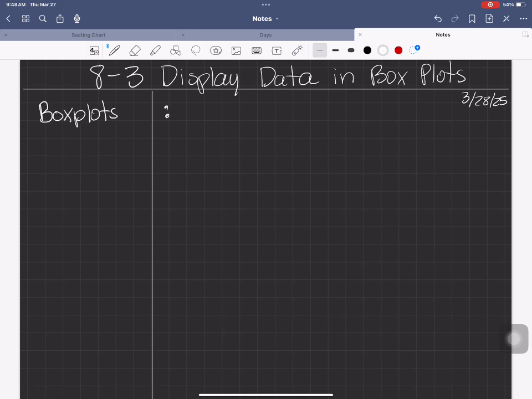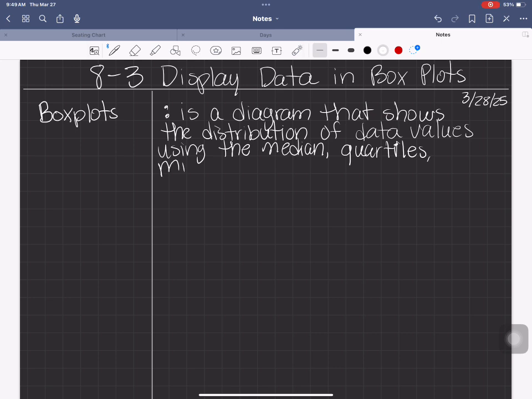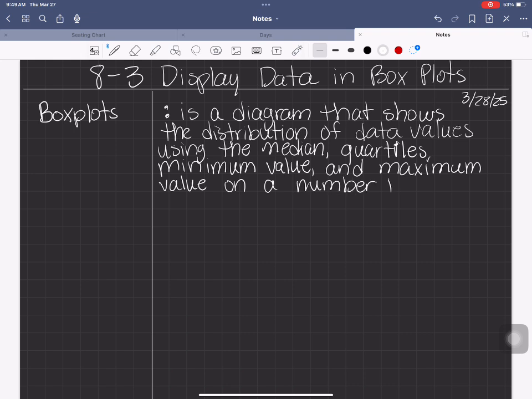We're starting off with the definition of box plots. So the word goes on the left, the definition goes on the right. A box plot is a diagram, a type of visual or display of numbers that shows the distribution of data values using the median, quartiles, minimum value, and lastly, the maximum value, there's only one. And it's on a number line. So I'm going to go ahead and show you how to do that.